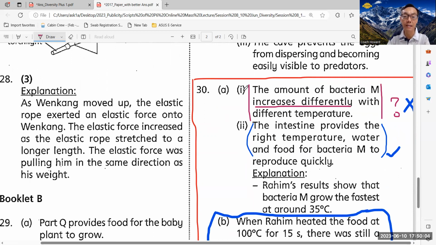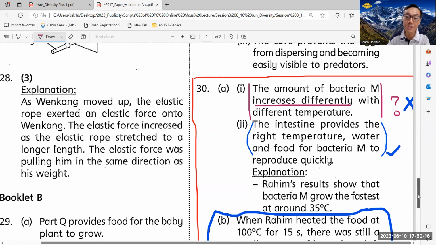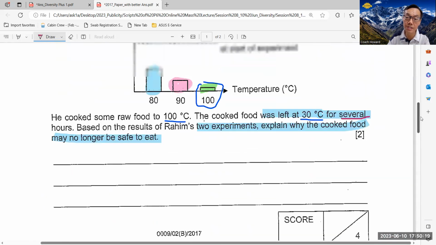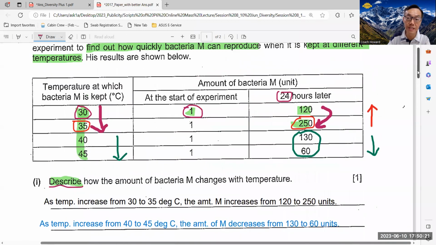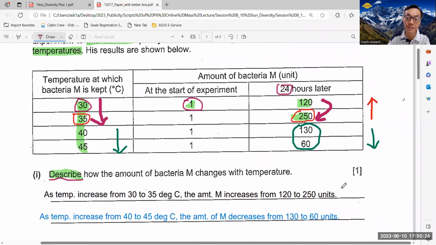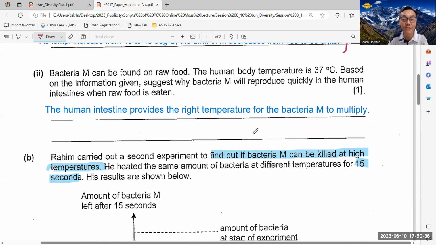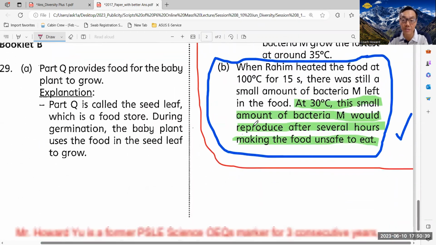Because if you read this part, part A, the amount of bacteria M increases differently with different temperature. It's very vague. How different? How differently? How different temperature? Is not specific. So for science question, because a value is given, you must give specific answer. So if you compare my answer here to the publisher answer, isn't this answer more specific? Correct? Thank you. And then for this question, I accept it because this is very clear.